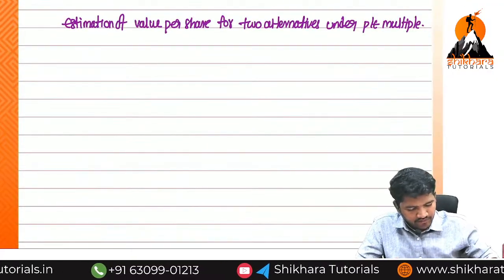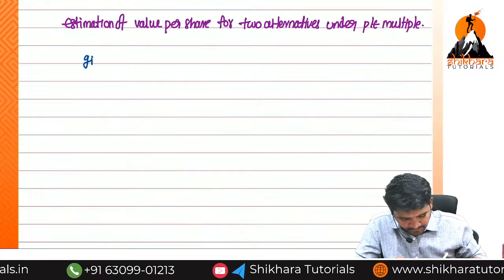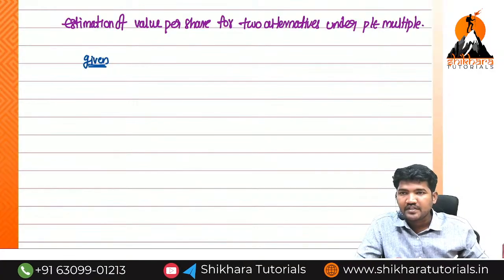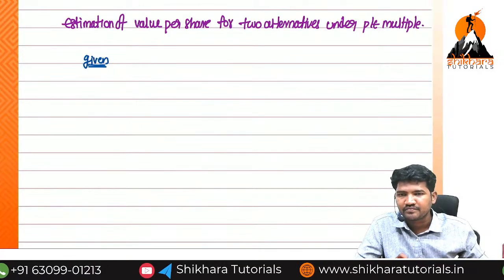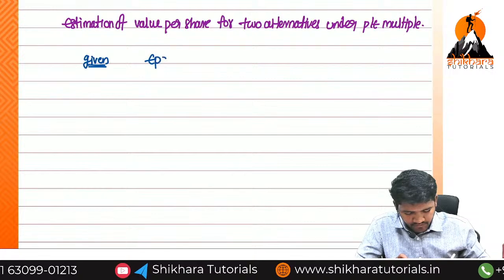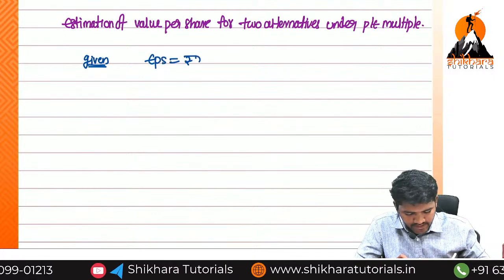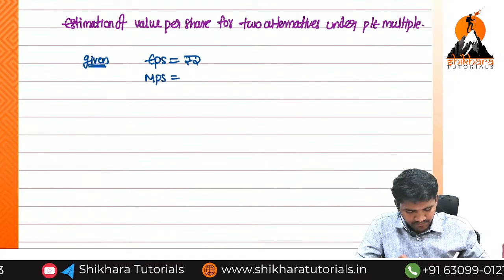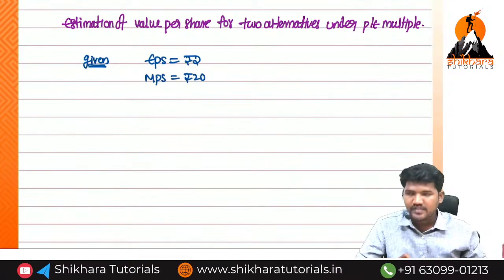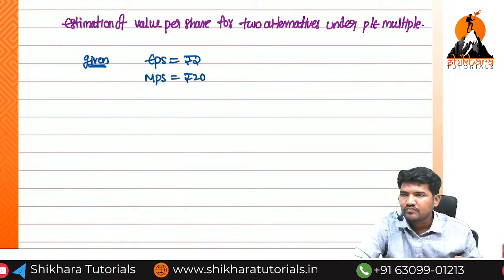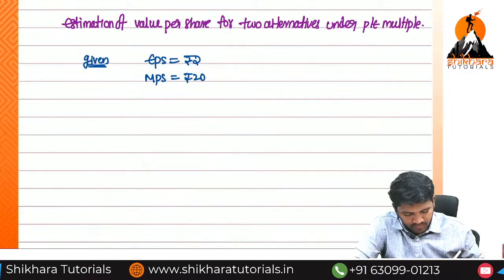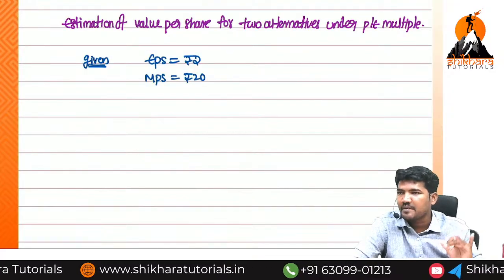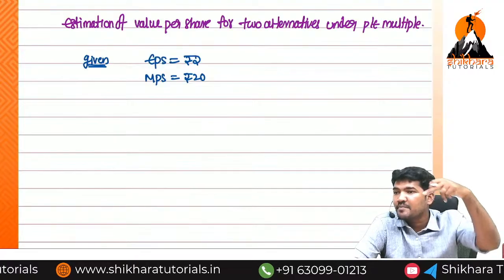Now write down the given information. So what's the first given information? EPS, as per the question, EPS equals 2 rupees. What's the next given information? MPS equals 20. Next, cash. These are the information we have for calculation purposes; that is called decision purpose information.